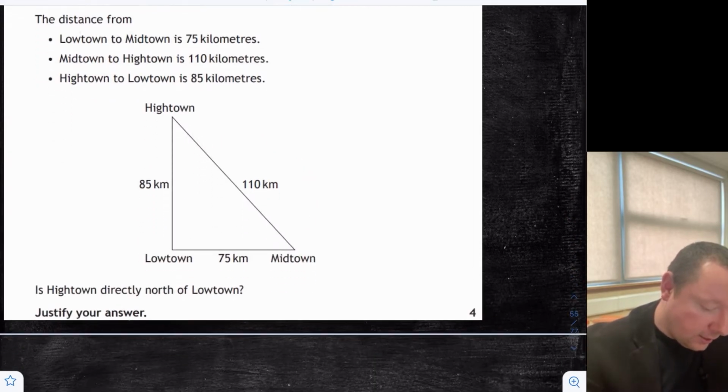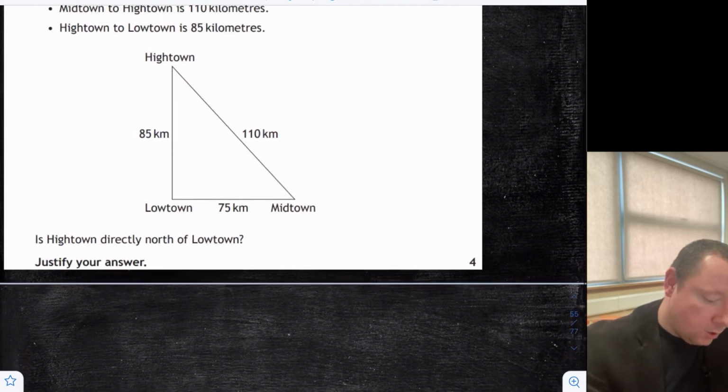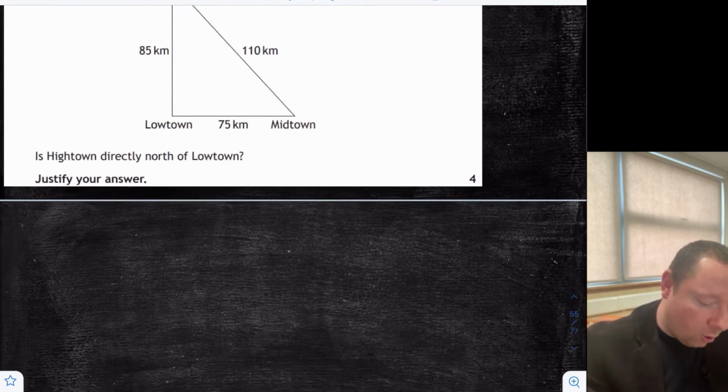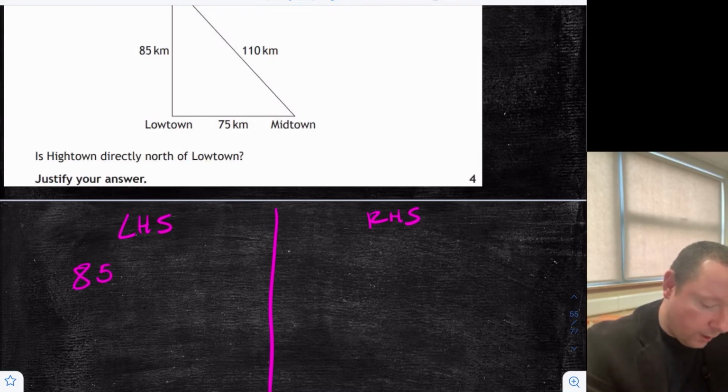And it says, is High Town directly north of Low Town? Well, if it is, that means that that's east, which means that's a right angle. So when you're doing the converse of Pythagoras, you keep it all separate. So that's your left-hand side, and that'll be your right-hand side. Well, your left-hand side would be 85 squared plus 75 squared. And your right-hand side would be 110 squared.